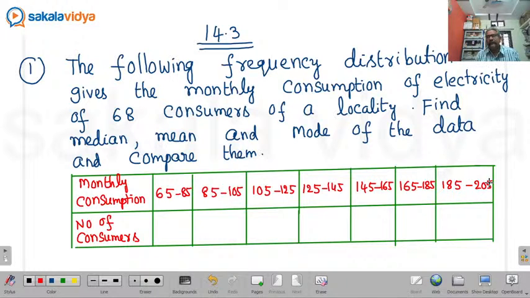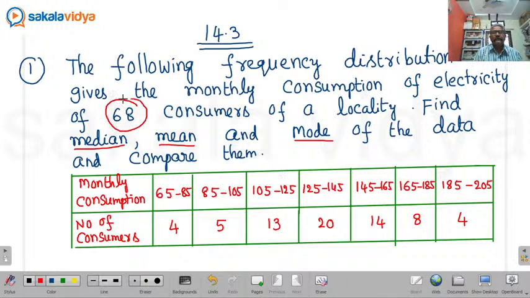This is the last frequency, the last class interval. The frequencies are 4, 5, 13, 20, 14, 8 and 4. Now for this table we need to find out the median, mean and mode of the data. Here total frequency is 68. So 4 plus 5 plus 13 plus 20 plus 14 plus 8 plus 4 is equal to 68.